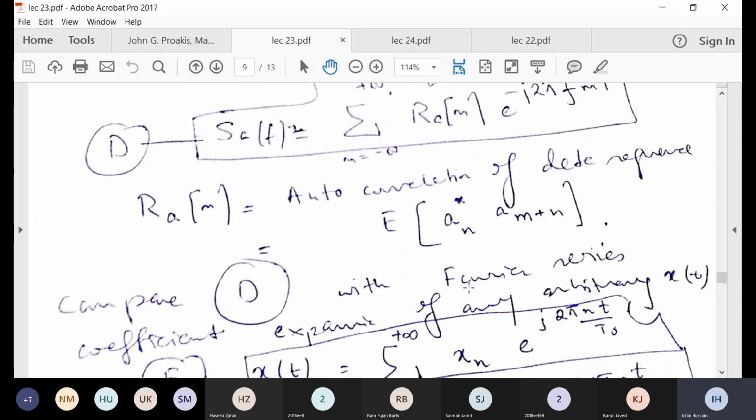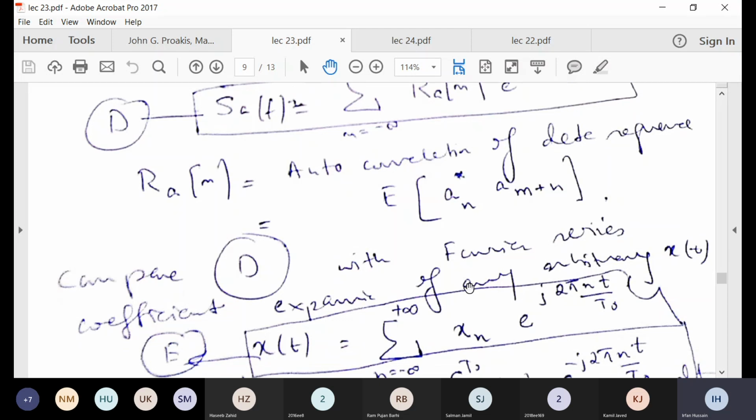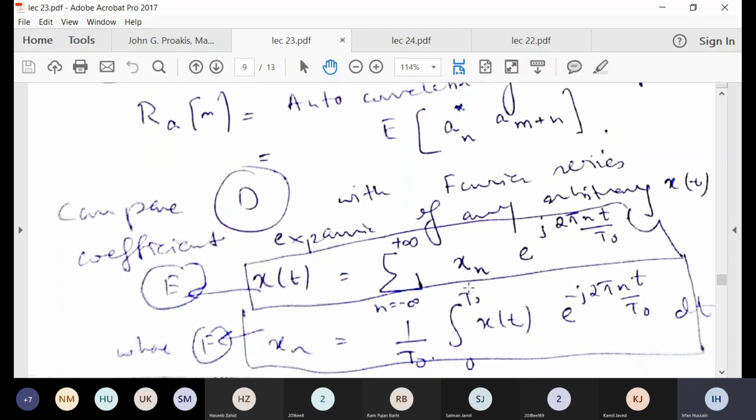Now compare with the Fourier series expansion coefficients of arbitrary signals. We already know that if x of t is a periodic signal, you can write it in terms of Fourier series coefficients x of n like this: e to the power 2j pi f naught n t, where f naught is the fundamental frequency or the fundamental harmonic, written in terms of 1 over T naught. Similarly you can find the Fourier series coefficients from this equation: the integral of x of t over 0 to the time period T naught, times 1 over T naught, with a minus sign in the exponent.